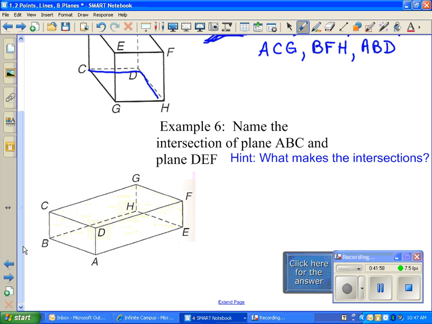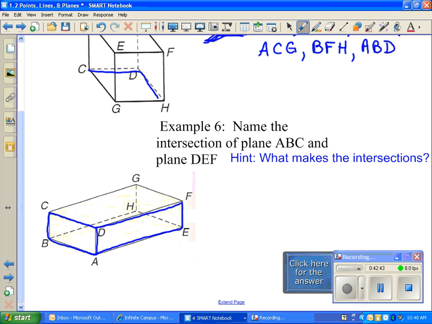All right, example 6, name the intersection of a plane. We've got 2 planes and they intersect. What do they form? The intersection is what shape? When 2 lines intersect, they intersect at a point, right? So if 2 planes intersect, they intersect at a line. So we know that our answer is going to be a line. Now let's look. A, B, C, so this plane right here and plane DEF, this plane right here. They intersect, and you know their intersection is going to be a line.